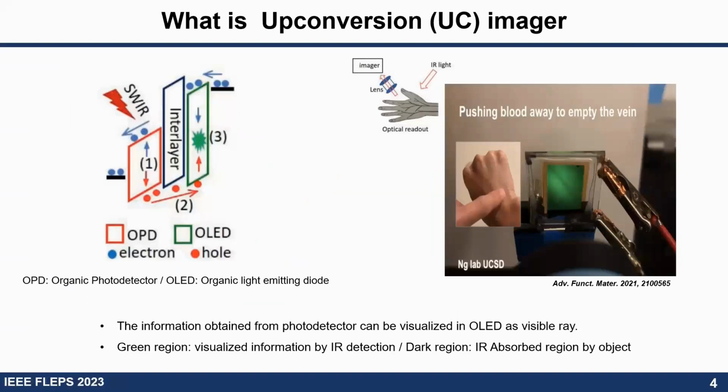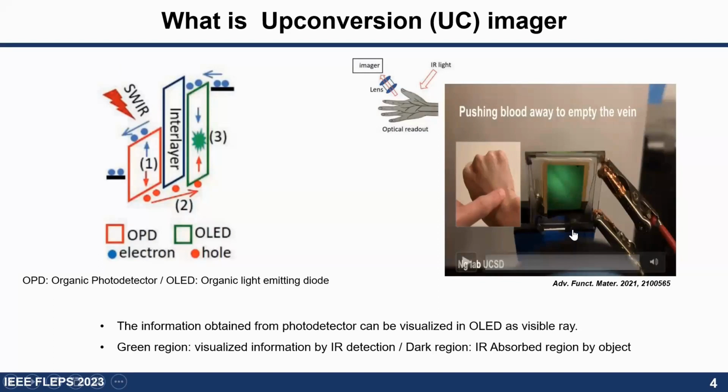Next, what is the conversion imager? A conversion imager is a back-to-back diode consisting of the photodetector and OLED. In the operation mechanism of the conversion imager, the incident photons are converted into electron-hole pairs, and generally the hole charges are transferred to the OLED along the interlayer. These transferred hole charges are recombined with the electrons from the cathode. So the information obtained from the detector can be visualized in the OLED in a visible way.